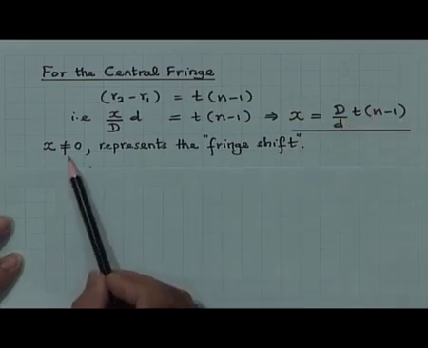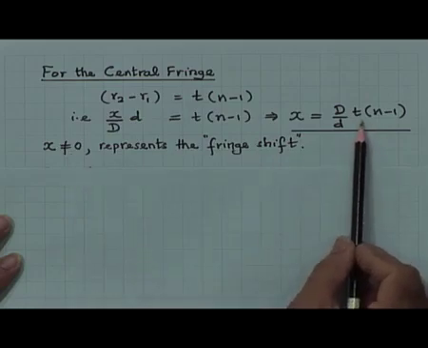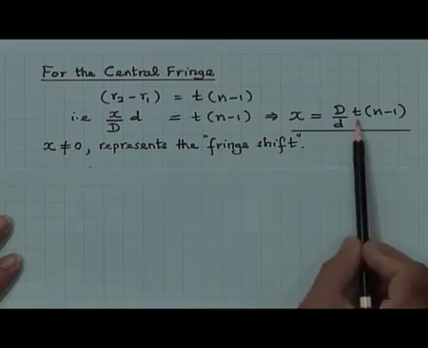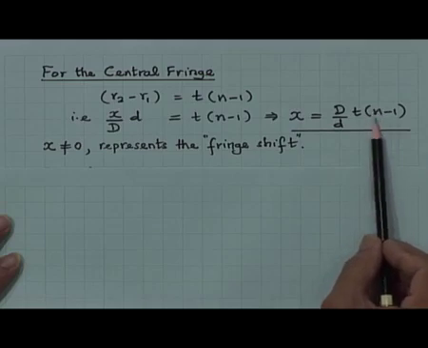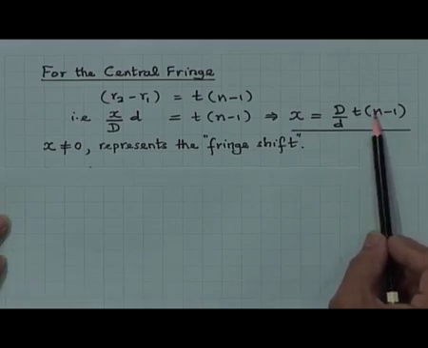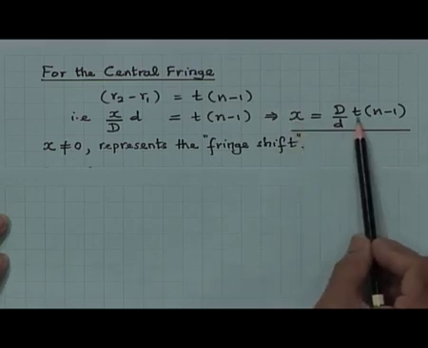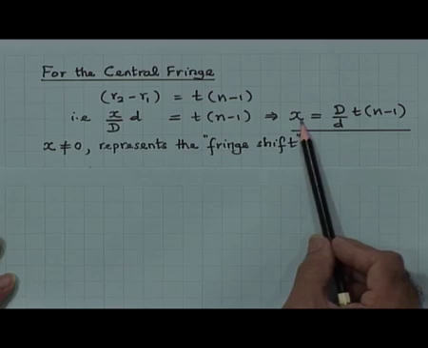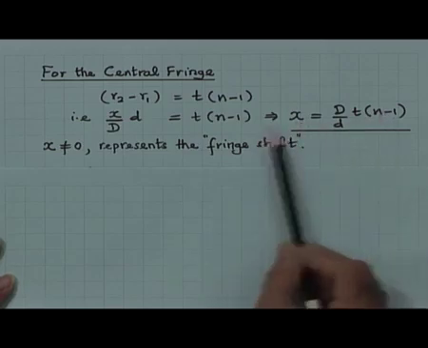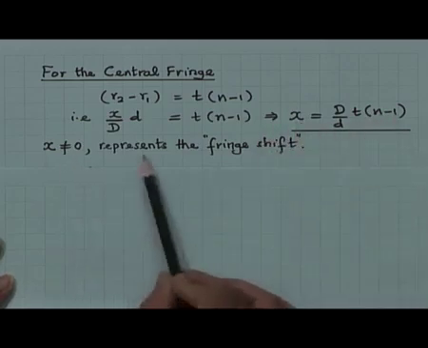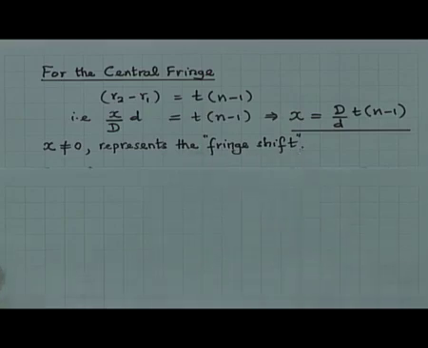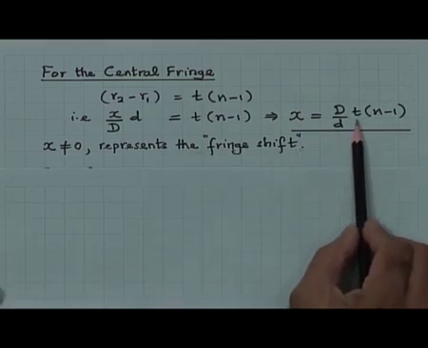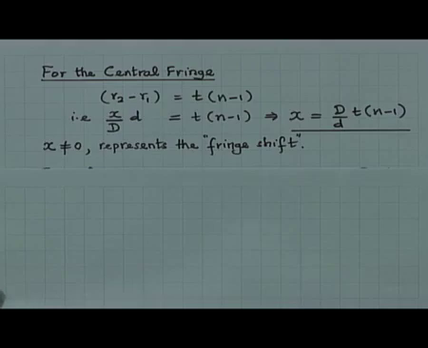So, x is not equal to 0 now, because of this. You can see here, if n goes to 1, that is if the refractive index becomes the same as air, then x will be 0. Or if t goes to 0, that is if the sheet does not exist, again x will become 0. That is clearly seen here, and represents the fringe shift in the presence of a thin sheet of thickness t.